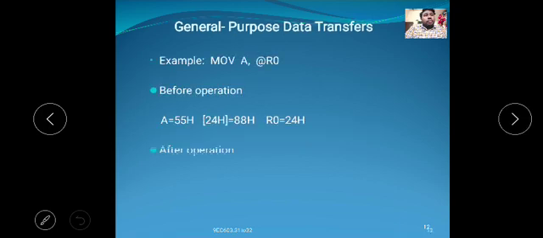Example: MOV A, @R0. Before the operation, A contains the value 55H.